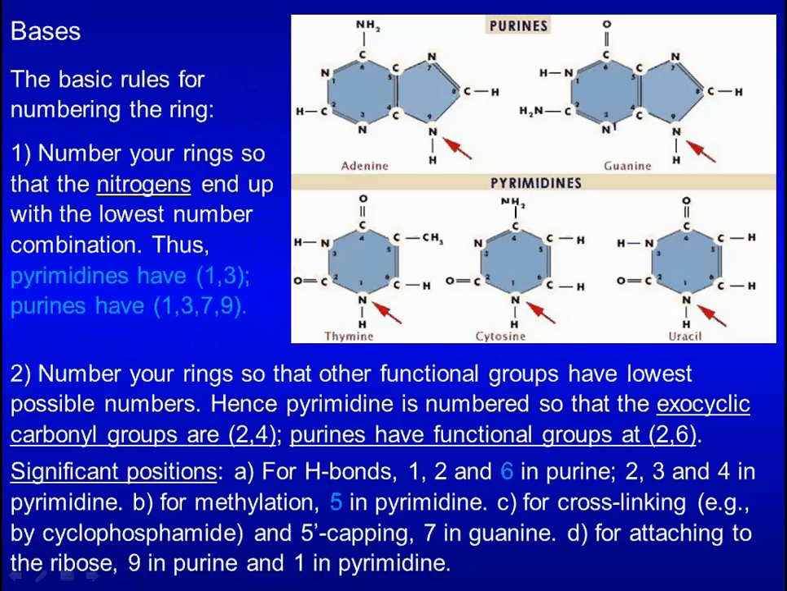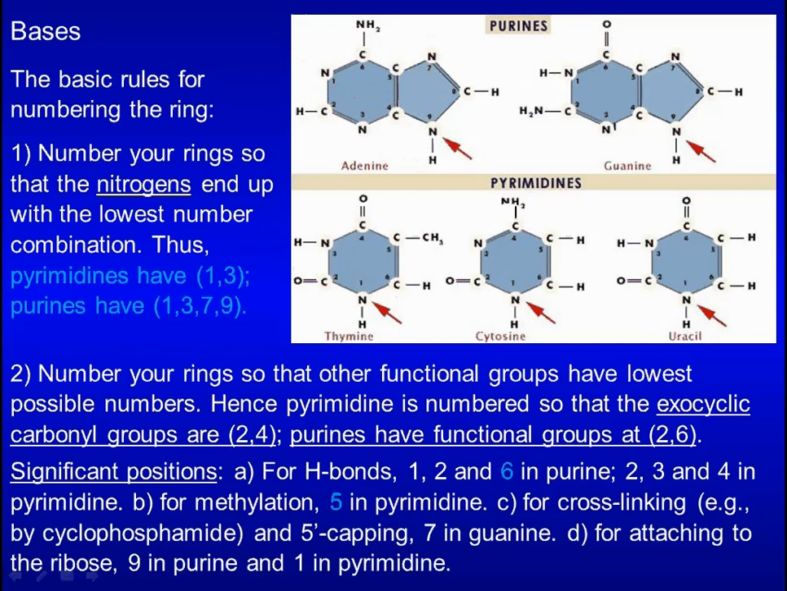To indicate a specific position in the rings, atoms in the rings are numbered. Basic rules for numbering rings. First, number the rings so that the nitrogens end up with the lowest number combination. As a result, pyrimidine has the nitrogen at 1 and 3. Purine has nitrogens at 1, 3, 7, 9. Here is a purine, with nitrogens found in positions 1, 3, 7, and 9.